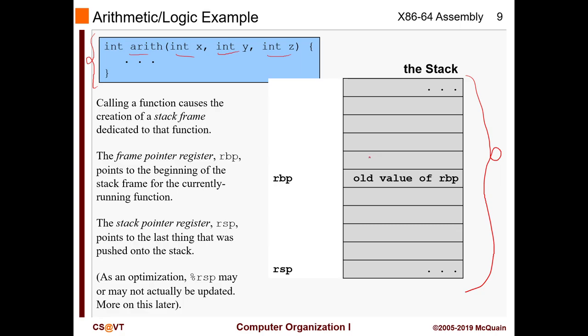The frame pointer register, RBP, points to the beginning of a stack frame, because remember we use things like RBP minus 4, RBP minus 8 and stuff like that. So the frame pointer register, RBP, points to the beginning of the stack frame for the currently running function. Okay, the stack pointer, which is RSP, points to the last thing that was pushed on the stack. So it basically points to the end of the stack.